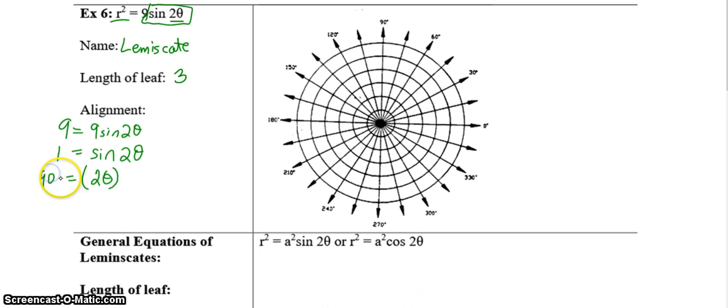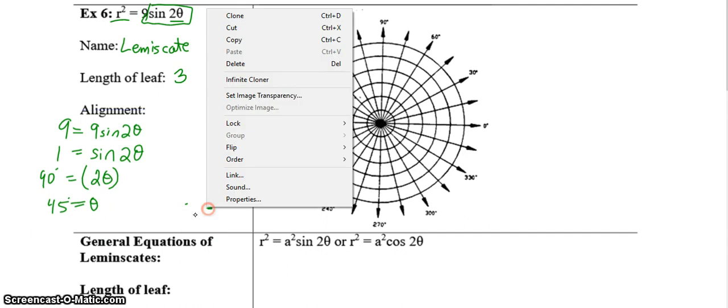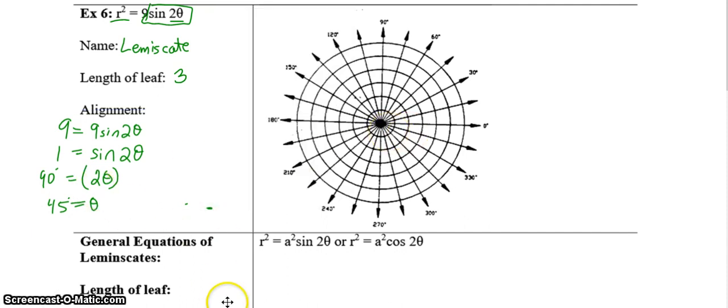So that means theta is 45. In fact, in Lemniscates, that's always going to happen because it's always going to be 2 theta. So for our graph, on the pi over 4, or the 45 in this case, go out 3, and 3 on the opposite side, and then you would draw your figure 8, your Lemniscate. Lemniscates get the figure 8.